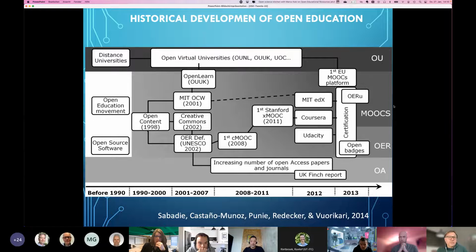And then you all know the history of the open courseware movement, open content. We have Creative Commons, sharing of resources. We had this MOOC phenomenon. We should actually lead this graphic a little bit further, but you can see the OU dimension is still there, the MOOCs, the OER, and the open access dimension is also part of this problem space.